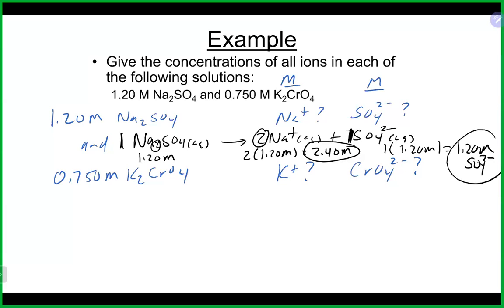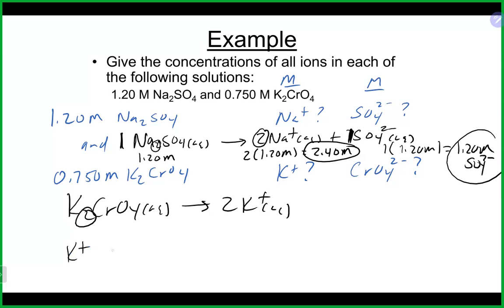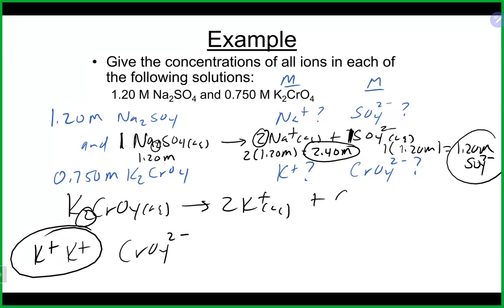Looking at the bottom one, same idea. We want to think about how potassium chromate will break apart. It will break apart into 2 potassium ions, and I know that because there's a 2 there, and that's what that basically means. That is because potassium is K plus and chromate is 2 minus, and that means you need 2 of those guys to balance it out. So we will get 1 chromate here.